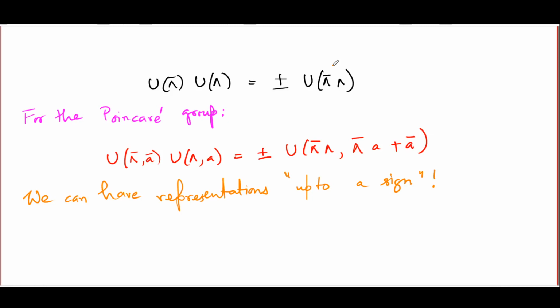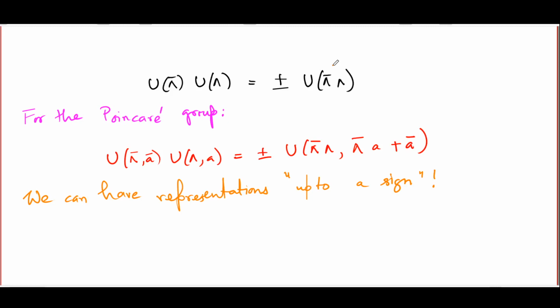Similarly, for the Poincaré group, U lambda bar a bar times U lambda a can be U lambda bar lambda comma lambda bar a plus a bar, which is the standard representation, but it could also have a representation with a minus sign. So in other words, we can have representations up to a sign for the Poincaré and the Lorentz groups. Note that this has nothing to do with the algebra of the groups. We have already seen that the Lie algebras of these groups can be made central charge free. This result follows simply from the topology of the group concerned.